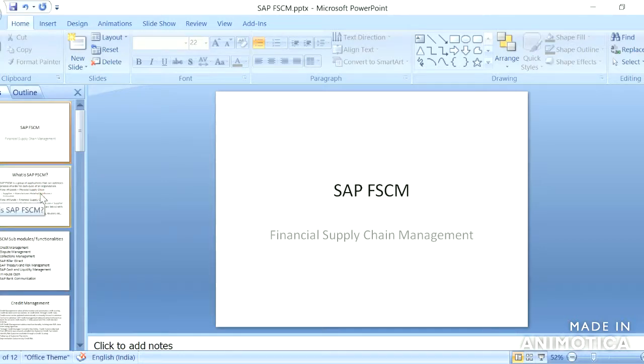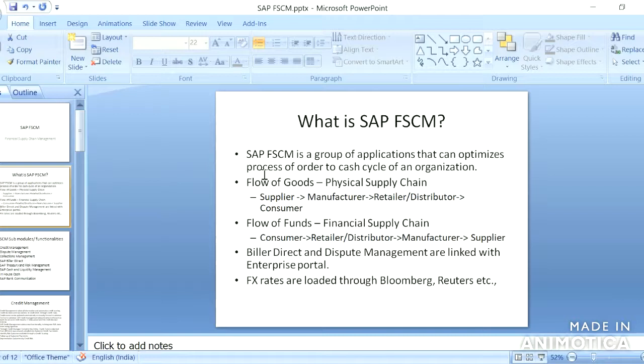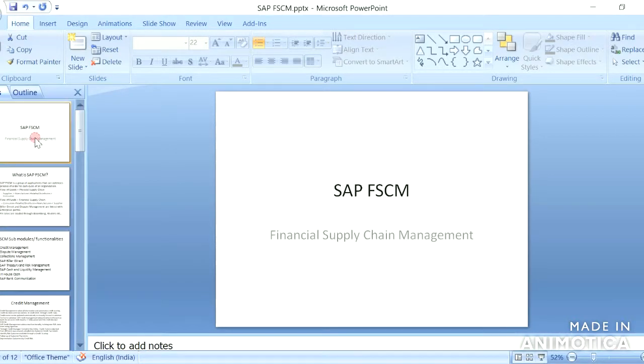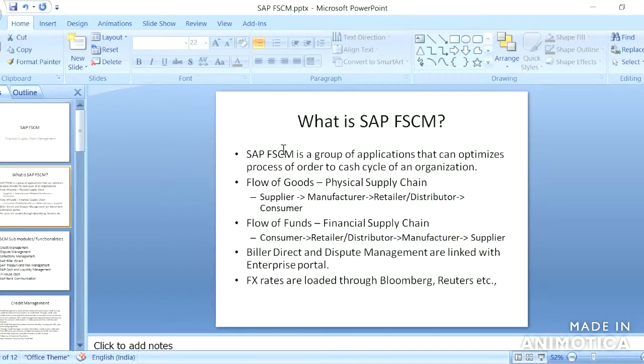First of all, we will see what actually is FSCM. FSCM, as we see in the first slide, it is Financial Supply Chain Management. So, what actually is FSCM? So, just SCM, we know that it is a supply chain management.